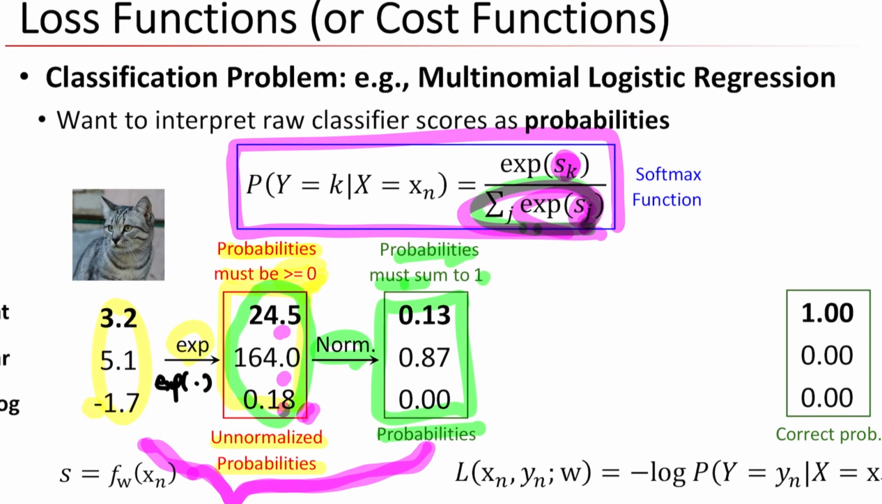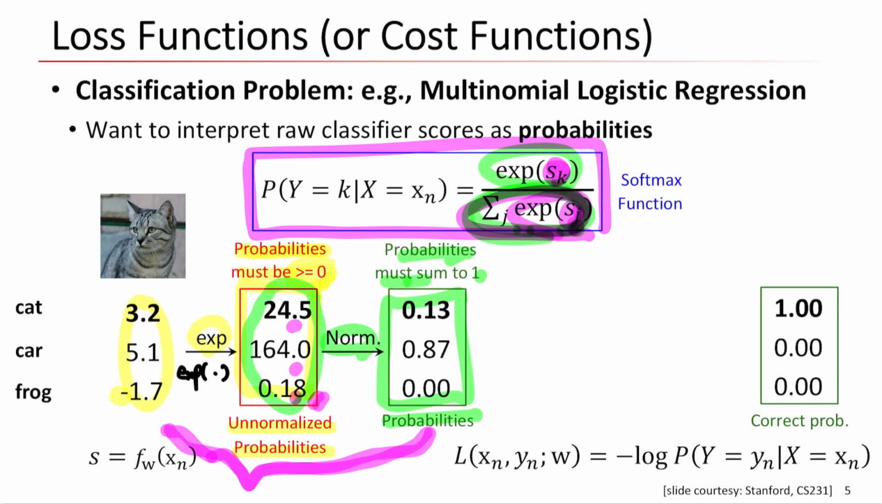Then by dividing this one by this one, we can say that this is the probability of y equal to k given x equal to x_n, right? So this is called the softmax function. This softmax function is frequently used to convert the output of the signal to a probability. So in this case, we make this output a probability like this, right?